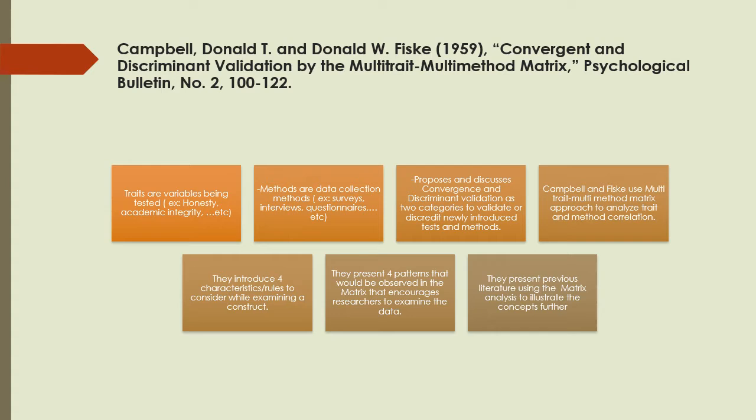Discriminant and convergent validation are two types of categories that Campbell and Fiske use to organize these methods and be able to give them validity to measure the constructs. They do that by introducing a mathematical matrix called the multi-trait multi-method matrix, and they use the correlation in order to assess, and then they introduce some rules for these matrices and some patterns to follow, and then they introduce previous literature that uses these mathematical matrices to analyze and better illustrate their concepts.